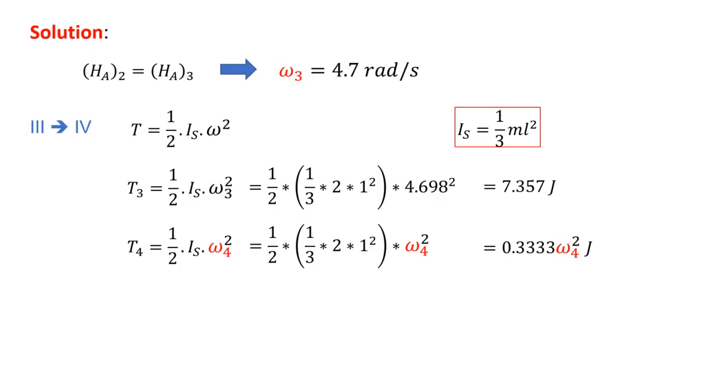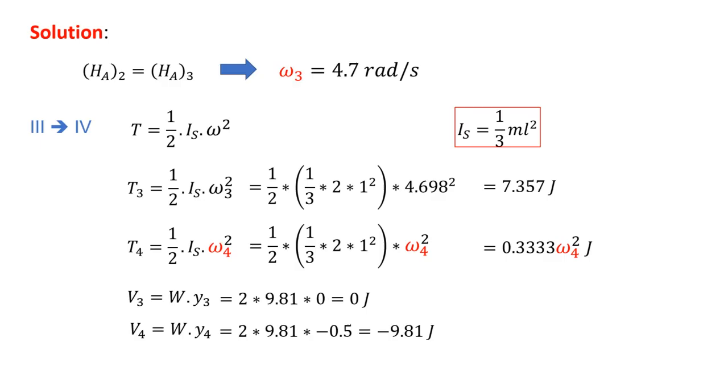Now we come to the V. What's happening is that the center will drop down by 0.5 meters negatively, and thus the y3 is 0, the y4 is minus 0.5. So we can simply apply the equation for the V, and we will find that the V4 is going to be equal to negative 9.81 joule. So now we know the T3 and T4, the V3 and the V4, we put that in the equation, and we will find that the omega 4 is equal to 7.18 radians per second.